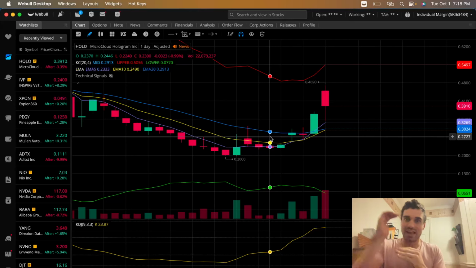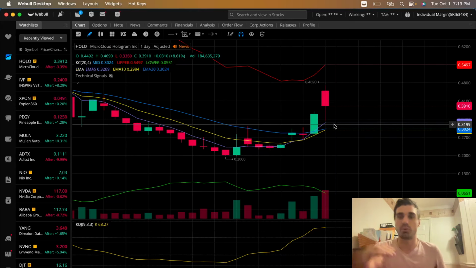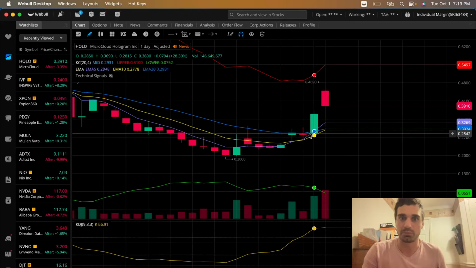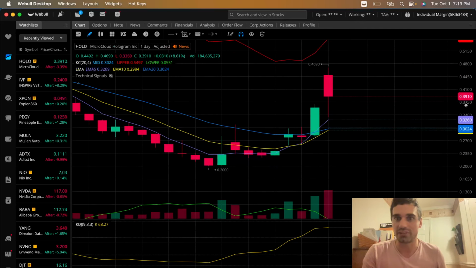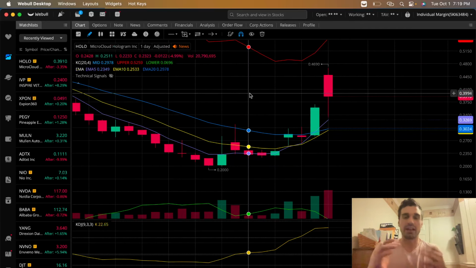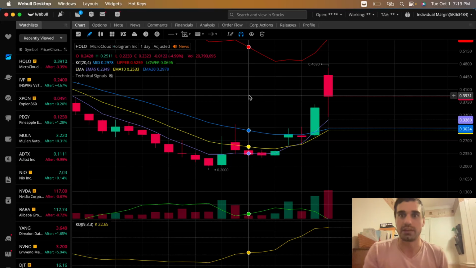The EMA5 is now at the top here, acting as support. The 10 is this yellow, and then this blue is the 20. We're actually about to get a cross from the 10 and the 20. As you guys know, I always like to buy when it's depressed, when it's oversold, when it's undervalued, and that's usually going to be below the EMA5.